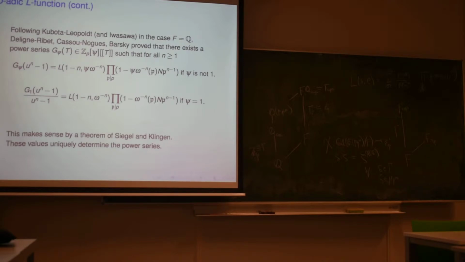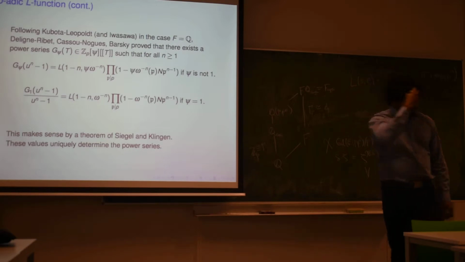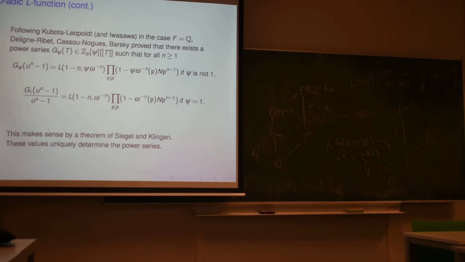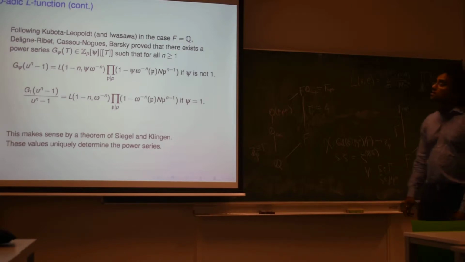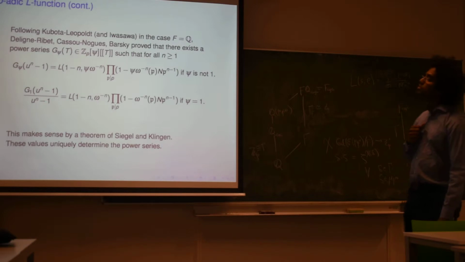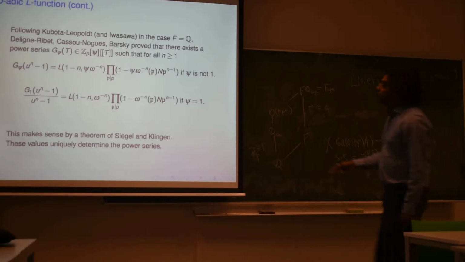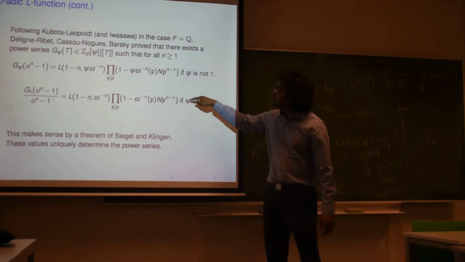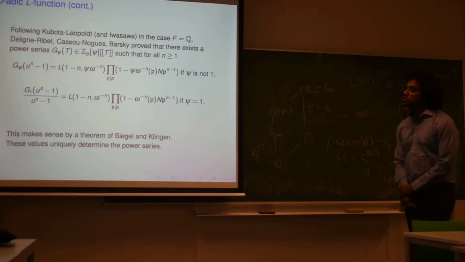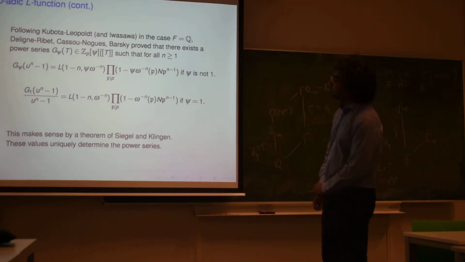Okay, so how does one construct these power series? So this thing again began with Kummer. He proved some congruences between Bernoulli numbers, and these congruences were summarized as the existence of a p-adic function by Kubota and Leopoldt, and then as the existence of a power series by Iwasawa. So basically you have to prove some congruences between these L values to get these power series.